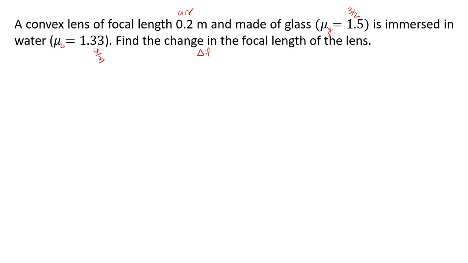Here, there are two cases. The first one is glass in air, and the second one is glass in water. The glass is placed in air for the first case. For the second case, the glass material is placed inside water. Okay, case 1. Let us consider glass in air. In air, the focal length is 0.2. Since it is convex, it must be positive.